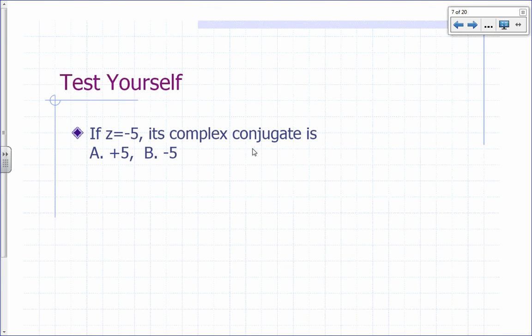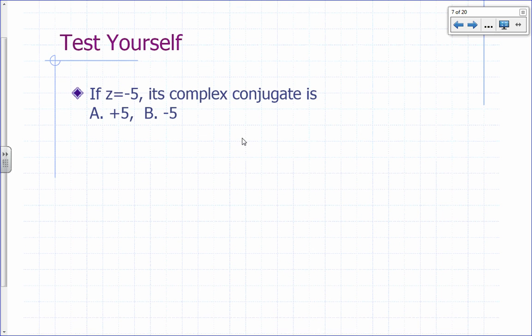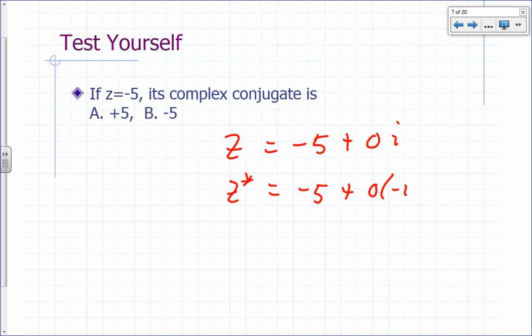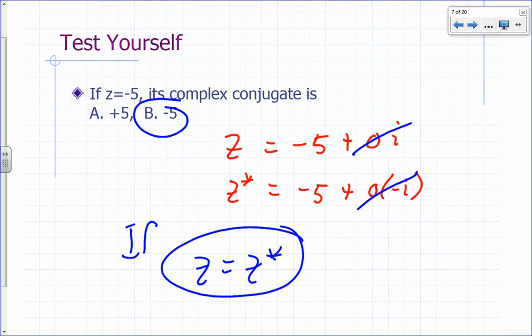So z is -5. What's the complex conjugate of z? z is negative 5 plus 0i. So z star would be negative 5 plus 0 times negative i, which is still going to be negative 5. So in other words, if z is equal to z star, what does that tell you? You're dealing with a real number. So z is a real number if its complex conjugate is equal to itself.